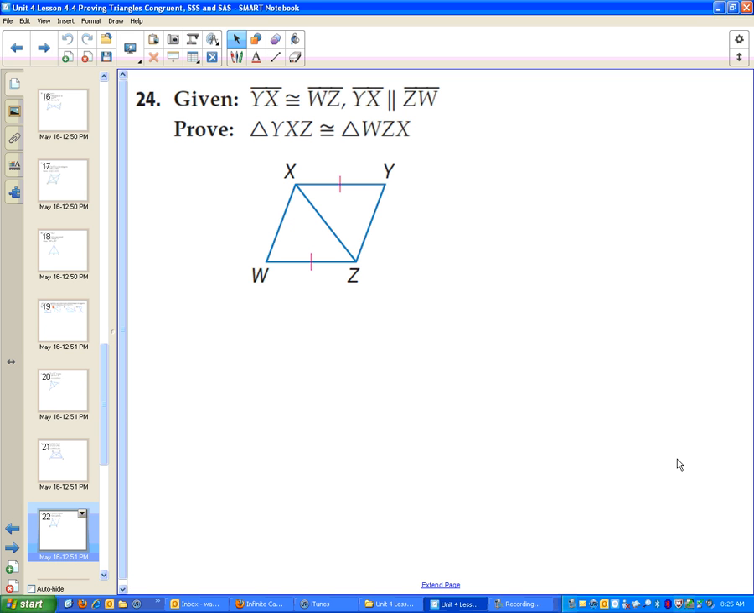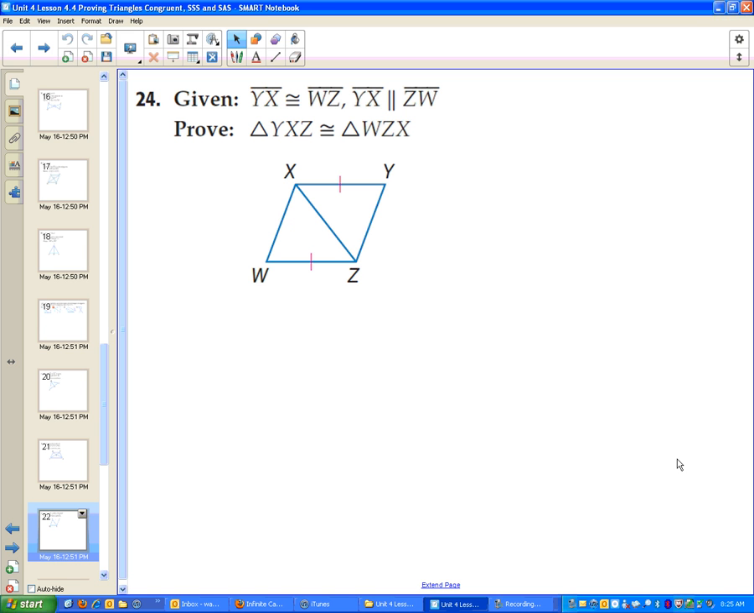Then we learned 2, I think our book calls them postulates, but they're theorems actually, that cut the work in half. Side, side, side, and side, angle, side. Side, side, side says that 2 triangles are congruent if all 3 pairs of corresponding sides are congruent. Okay? So that's half as much work. That's just 3 pairs of congruent parts.